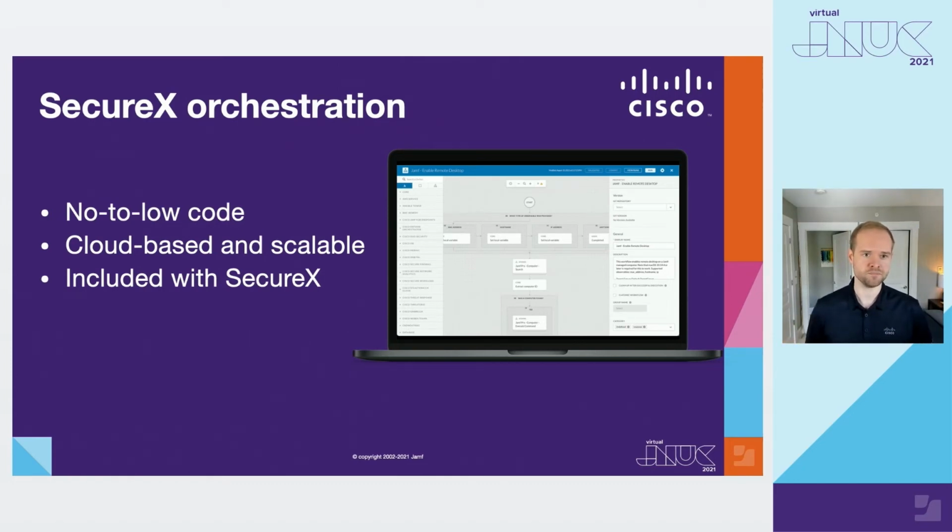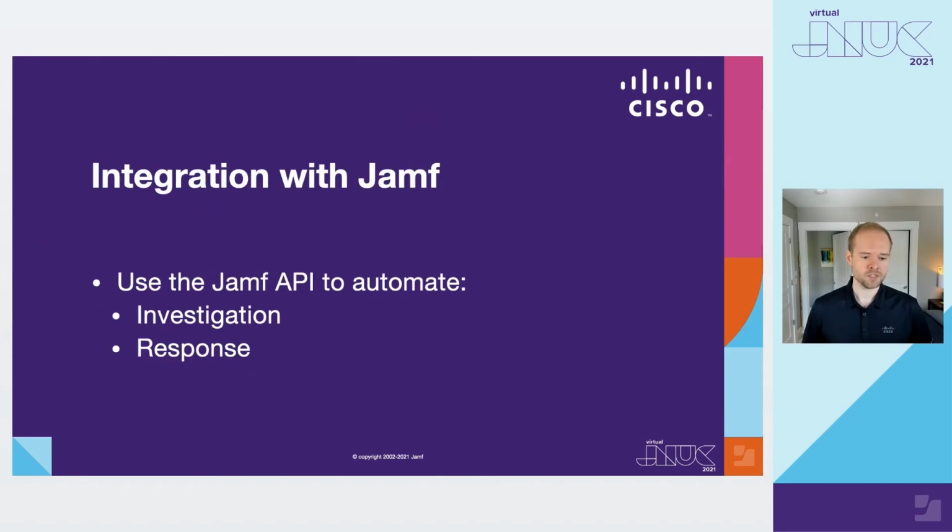If we take a look specifically at how we integrate it with Jamf, we can build orchestration workflows that use Jamf APIs. These workflows can perform investigation, and they can use Jamf as a source of data, or we can use these APIs to take response actions. For example, maybe we want to lock a device, kick it off the network, something like that. So using all those APIs that Jamf makes available, we can use all of that functionality from orchestration.